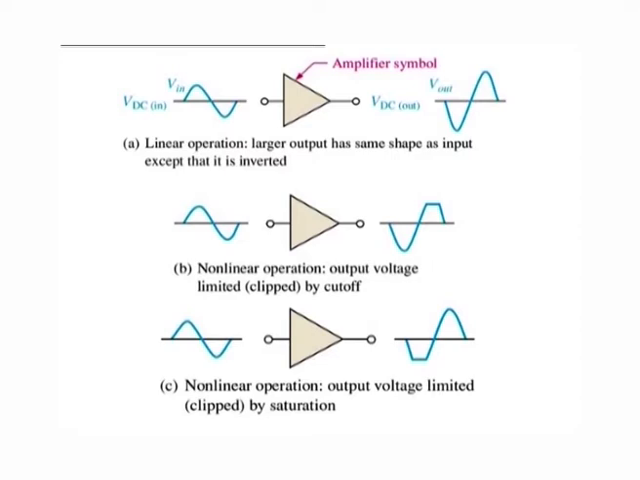Improper biasing can cause distortion in the output signal as illustrated in parts B and C of figure. Part B illustrates limiting of the positive portion of the output voltage as a result of a Q point being too close to cutoff. Part C shows limiting of the negative portion of the output voltage as a result of a DC operating point being too close to saturation.